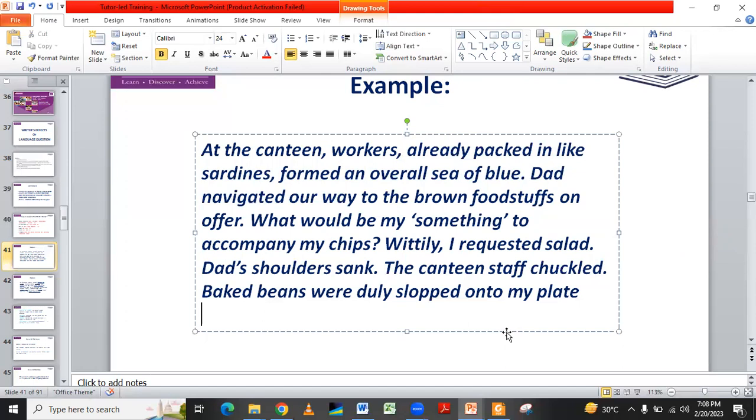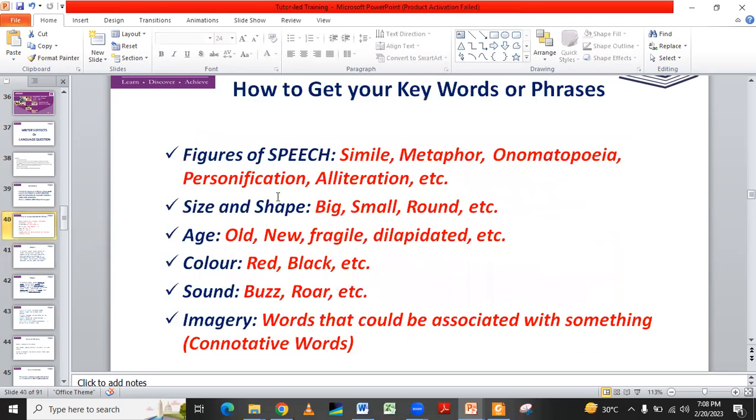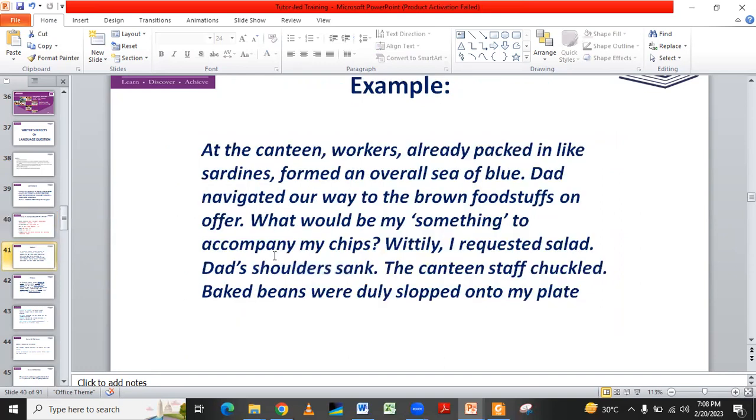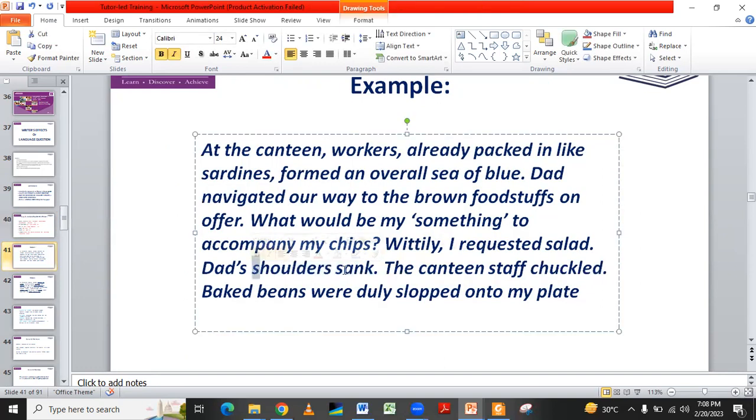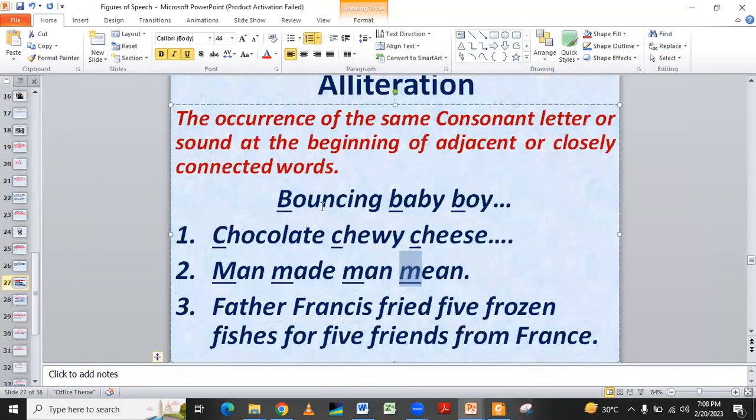What about this? Oh, brown color. Good. Does it make sense? Good. Now, what about this? Shoulders sunk. Yes, personification, because shoulders cannot sink. Alliteration. S. What is the alliteration? S, S, S. Oh, you remember our definition of alliteration? The first letter must be the same consonant letter, okay?